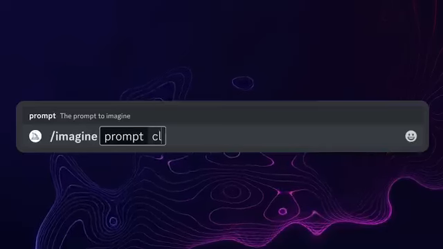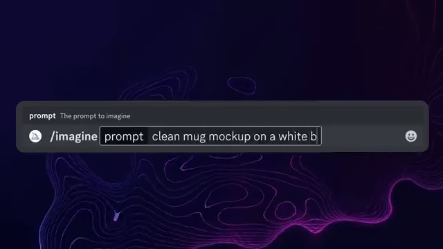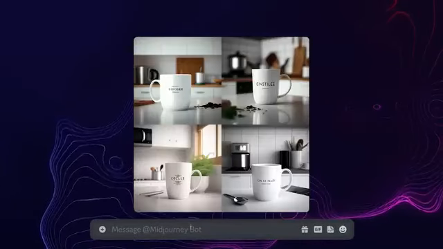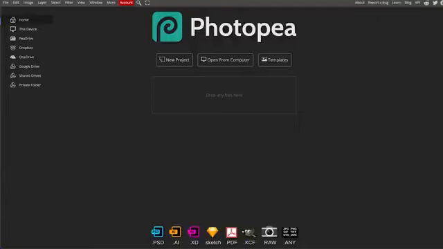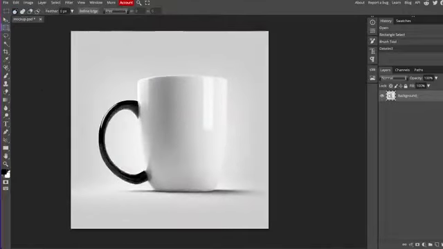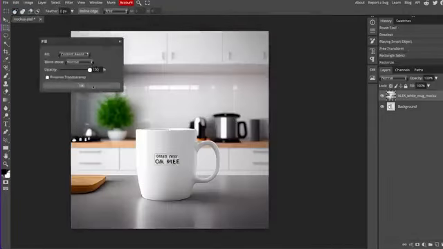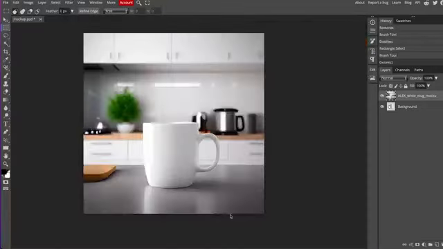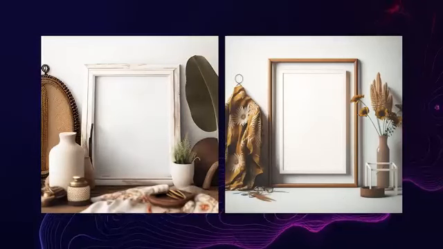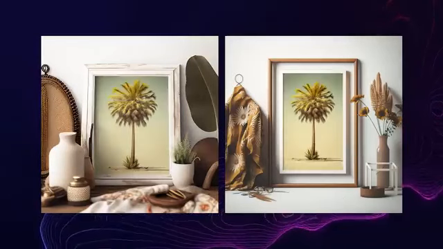If we come back into Midjourney, we can simply ask it to imagine a mug on a specific type of background. Then what I did was just save it to my computer, and I'll have to go back to that website called Photopea, which is a free Photoshop alternative. And then I fill in any of the areas that look weird from the AI. I used the exact same process on this poster mockup, and I was able to turn these kind of mockups into this after about 5 minutes of work.